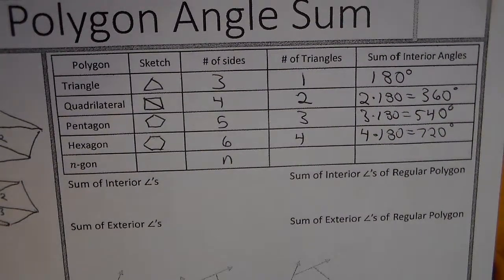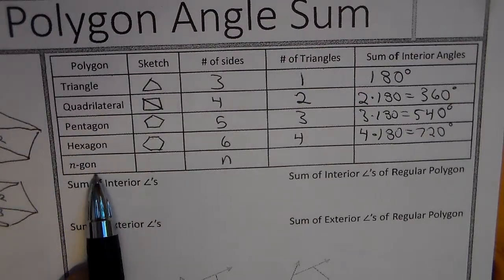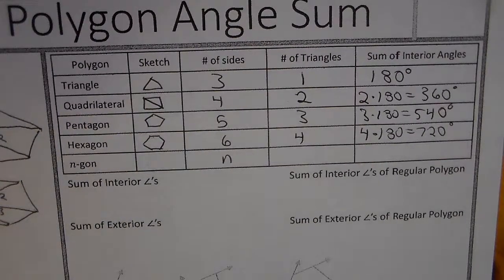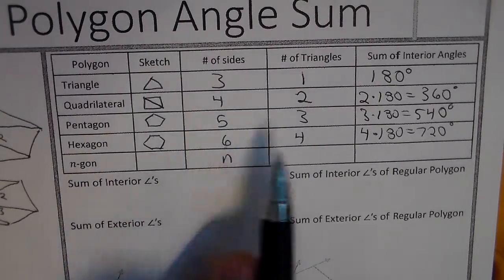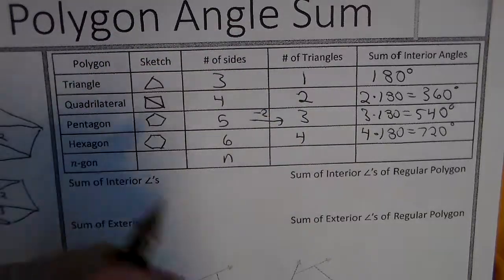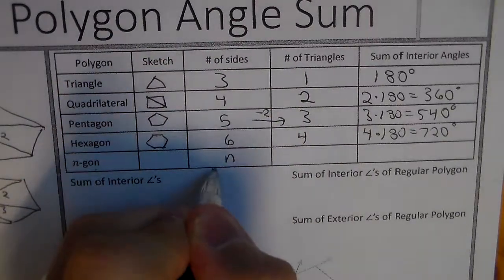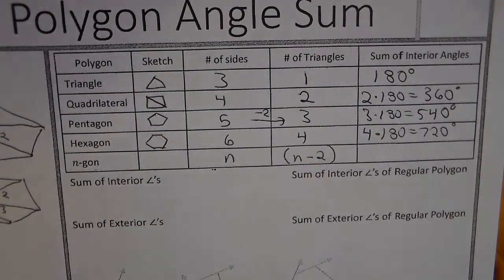So now let's think of if there's a pattern that develops and if we can find a general rule. And that's what we mean by n-gon. We don't mean there's a certain number of sides. It just means any polygon with n number of sides, you pick the number. A rule we can come up with: I notice whenever I have the number of sides, the number of triangles is always 2 less than that. So that means if I had n sides, I would have n minus 2 triangles.